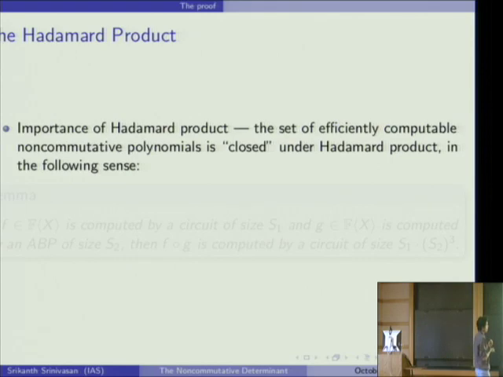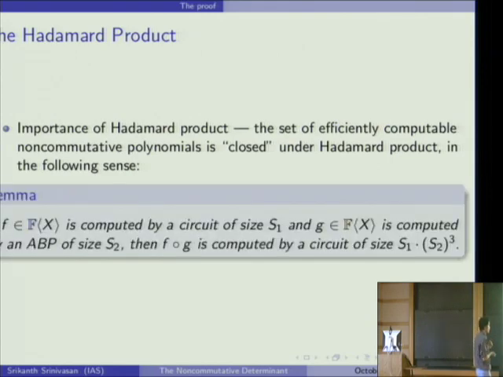So the importance of this notion is this. We've seen that if f is efficiently computable by a small circuit and g is efficiently computable by a small ABP, then the Hadamard product of f and g is actually computable by a small circuit. So in some vague sense, if g is efficiently computable, we can get another polynomial that's efficiently computable by hitting f with g.